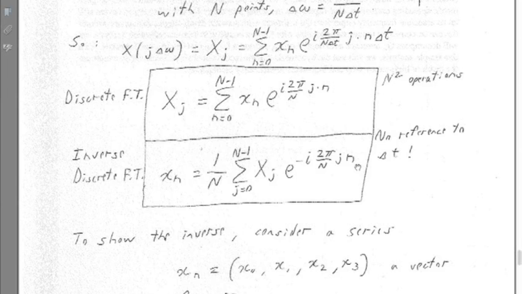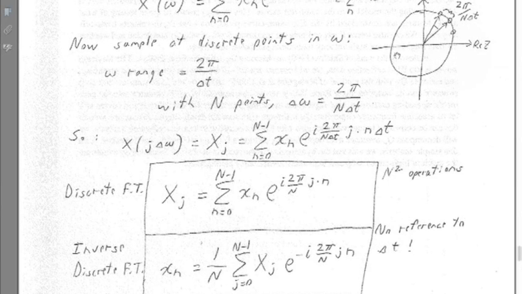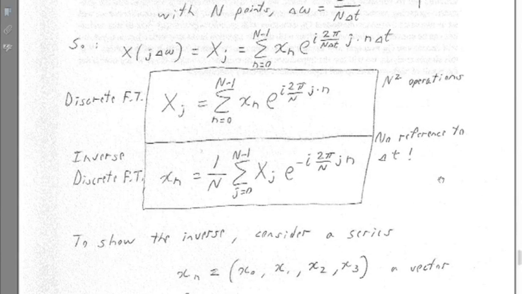Notice that there are two kind of spectacular things about this. Delta t does not appear. The only thing that's important here is n. Delta t does not appear. So we don't need to know delta t to do a discrete Fourier transform. It's irrelevant. We don't need to know delta x to do a discrete spatial Fourier transform. It's irrelevant. That's kind of surprising. Of course, if we're actually computing what our Nyquist frequency is, then we need to know delta t. But just to do the transform, we don't need to know delta t or delta x.